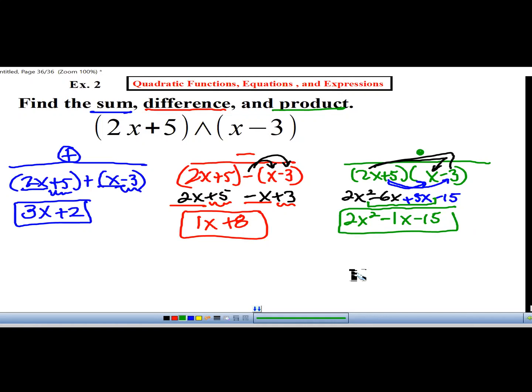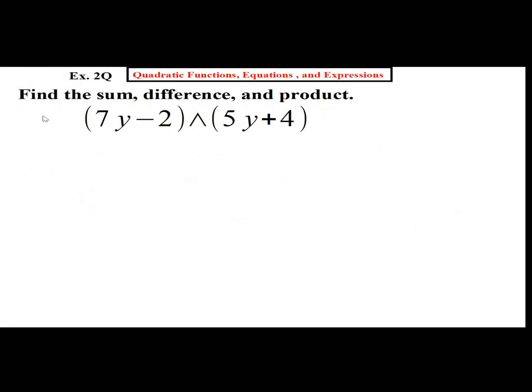5, 5, 5, 4, 5, 4, okay. All right, so I showed you how to do this one. Let me give you another one for you to practice by yourself. Here it goes. Example 2q. Same thing, find the sum, difference, and product. 7y minus 2 in parentheses and 5y plus 4 in parentheses. Copy that and go. I'll give you some time and then I'll come right after to do that with you. Go.